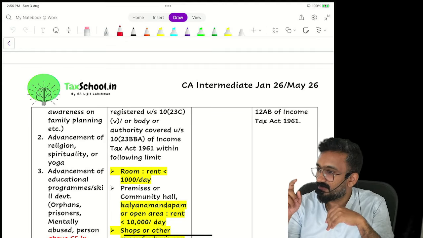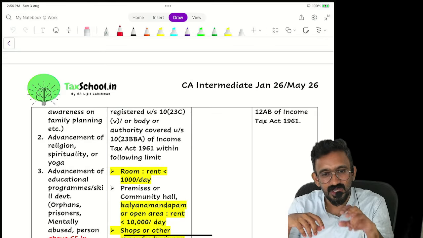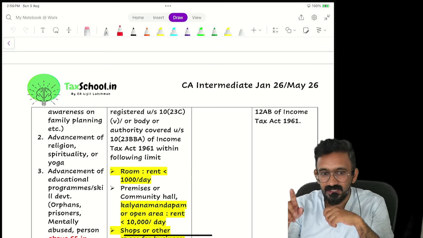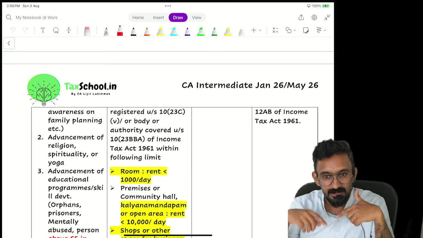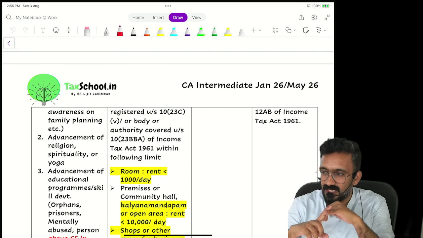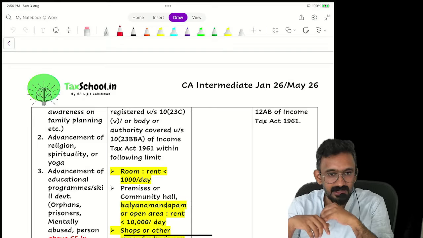What if they provide some services and they nominally charge some amount? Will that be exempted? Provided it comes under what? Charitable entity supplying some services, provided it is a specified charitable activity, and that charitable entity has what registration? 12AA, 12AB registration. First charitable activity is relating to public health.